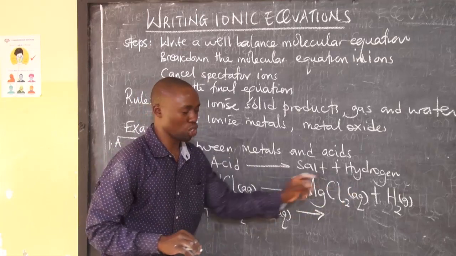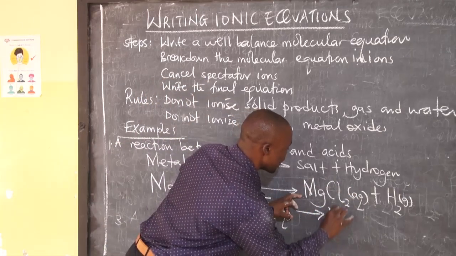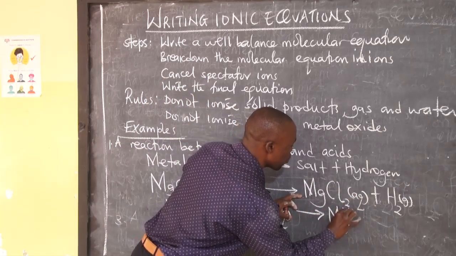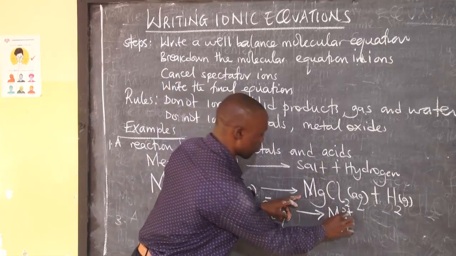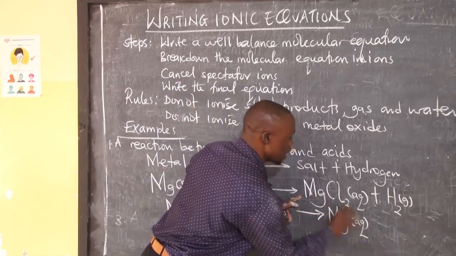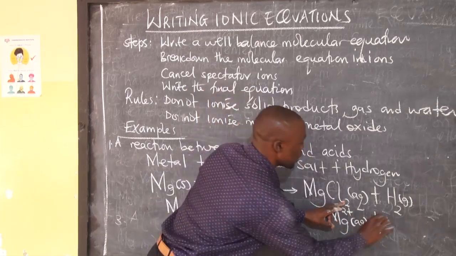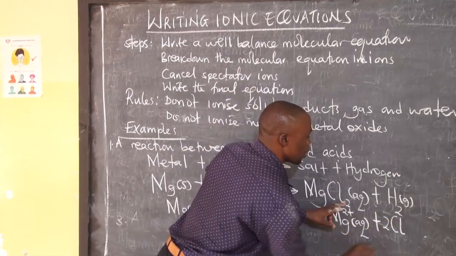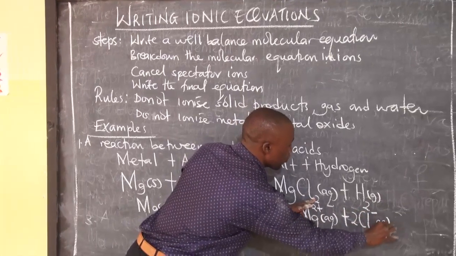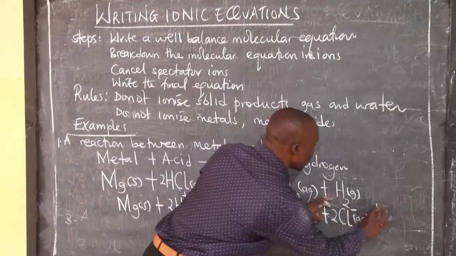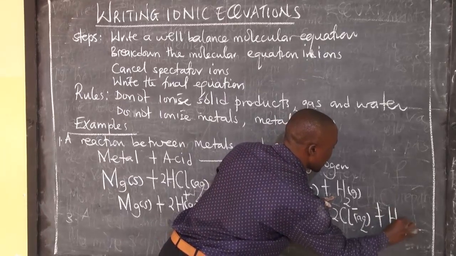This being a solution, we are going to ionize it. Magnesium has a valence of 2, so being a metal, we give it a positive charge, aqueous state. Then plus chloride, we put this 2 behind here, and we give it a negative charge, being a non-metal. Don't ionize a gas, so hydrogen gas remains exactly like that.